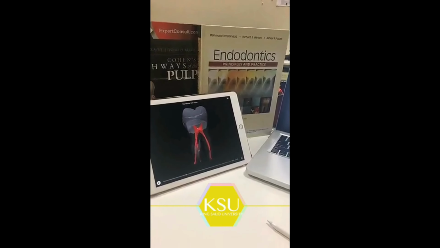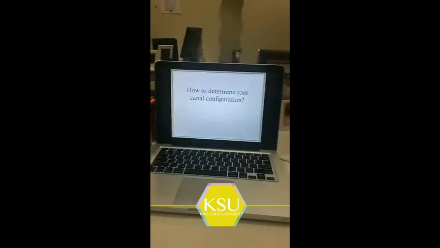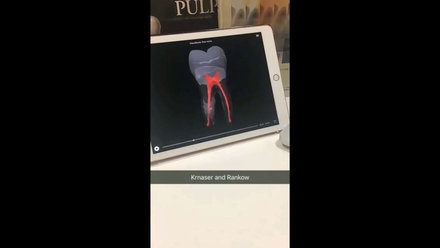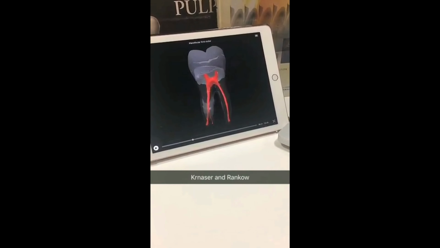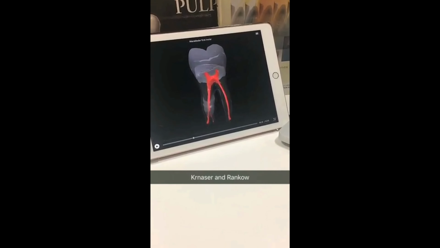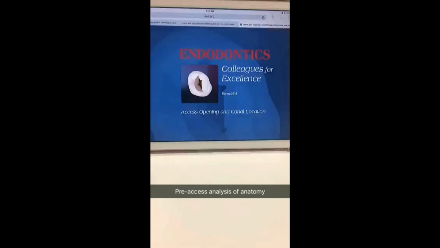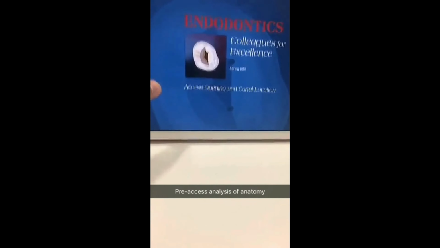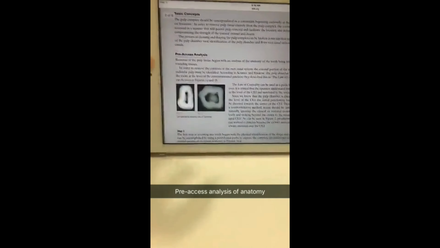Always, before you start access cavity preparation, you should determine the root canal configuration. According to Krasner and Rankow, the pulp chamber is always in the middle of the tooth at the level of the cemento-enamel junction. In the Endodontics Colleagues for Excellence newsletter, Spring 2010, they recommend the first step of access cavity is pre-access analysis. Pre-access analysis is performed by identification of the shape and location of the cemento-enamel junction with a periodontal probe.